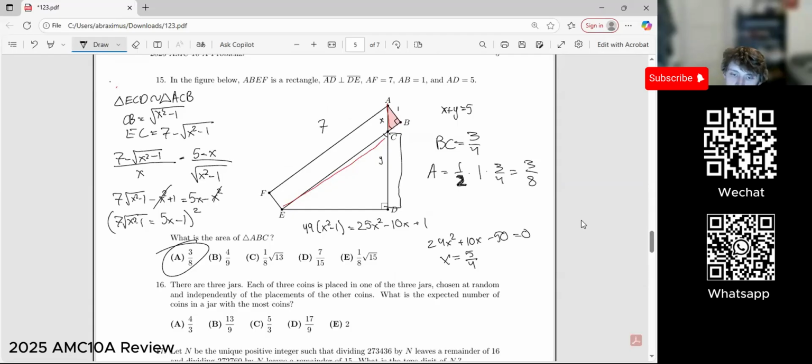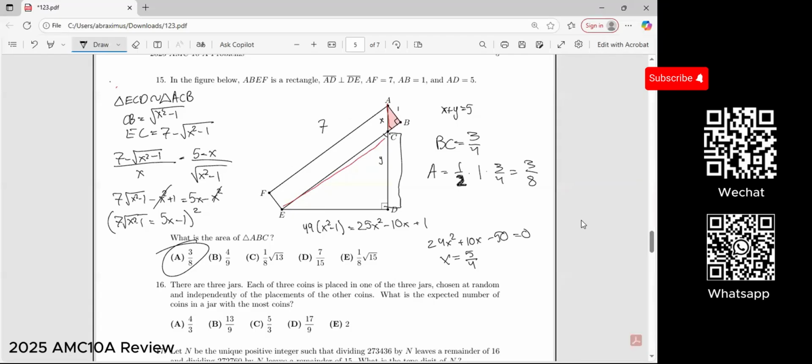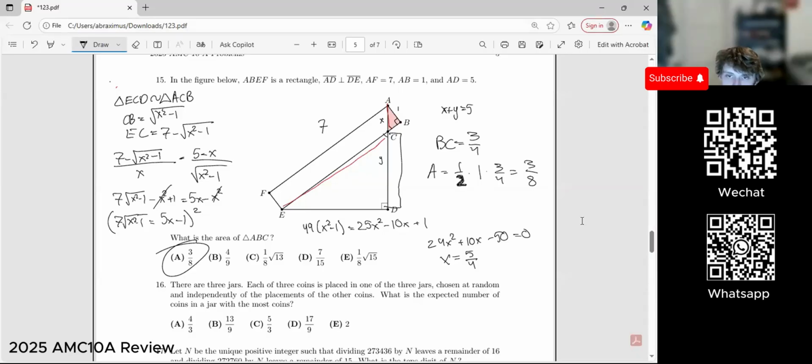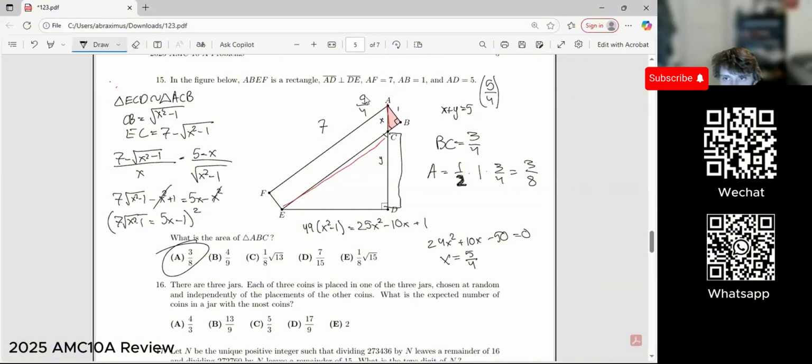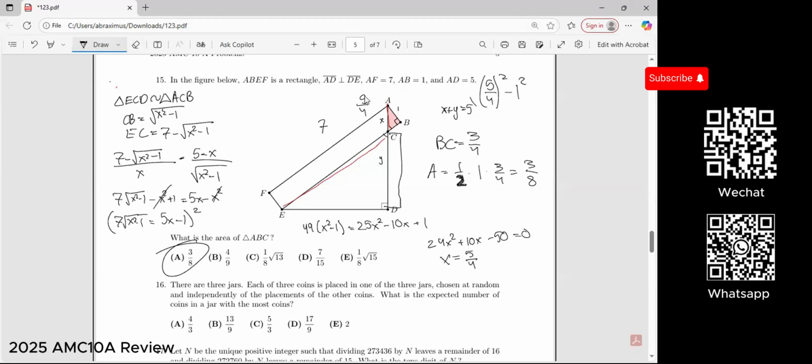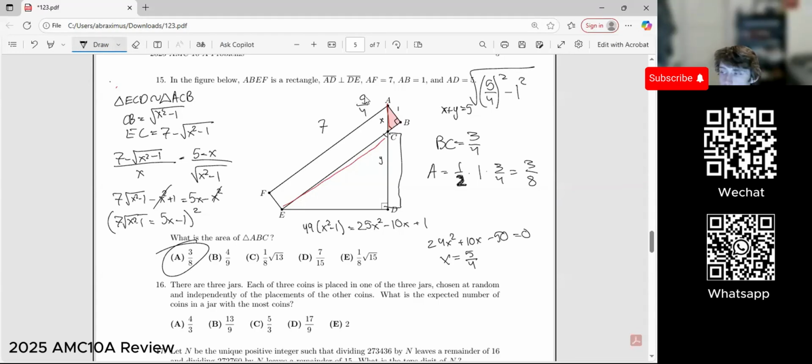So wait, first, excuse me. Yes. For the last problem, how do we know it's a 3, 4, 5 triangle? Well, we said that this is 5/4, right? We don't know it's a 3, 4, 5 triangle. I used the Pythagorean theorem. Oh, okay. 5/4 squared minus 1 squared, and then we take the square root. Okay. Good question, though. Any other questions before I move on? I don't want to go too fast.